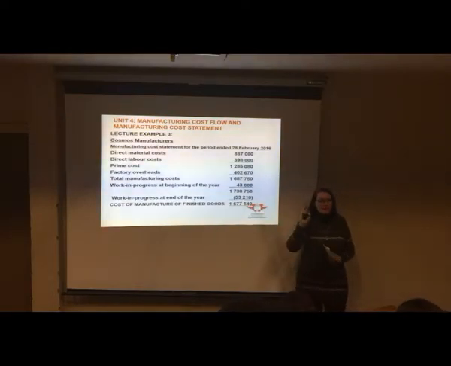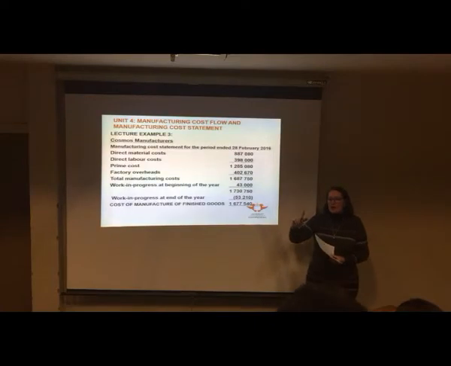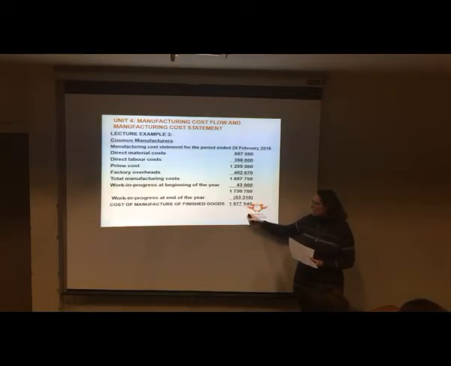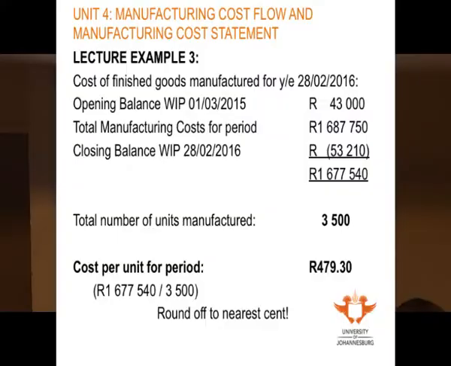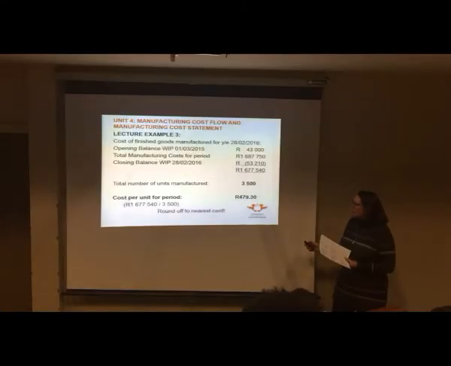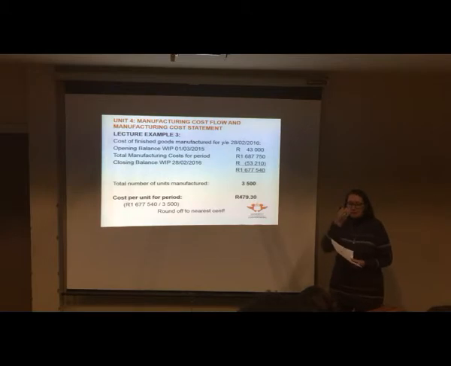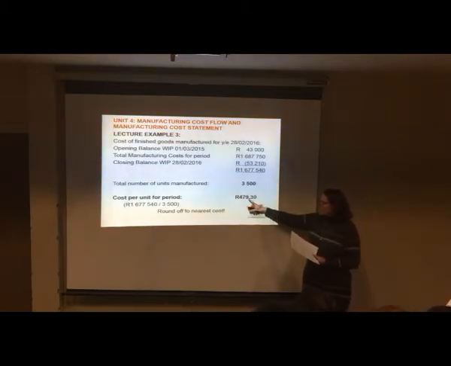This question asked you to do two things. One, the cost of manufacture of finished goods, and the other was the cost per unit. So you now have to take this 1,677,540 divided by 3,500 units to get your cost per unit of 479 Rand 30 per unit. Okay? That's your cost of manufacture of your finished goods.